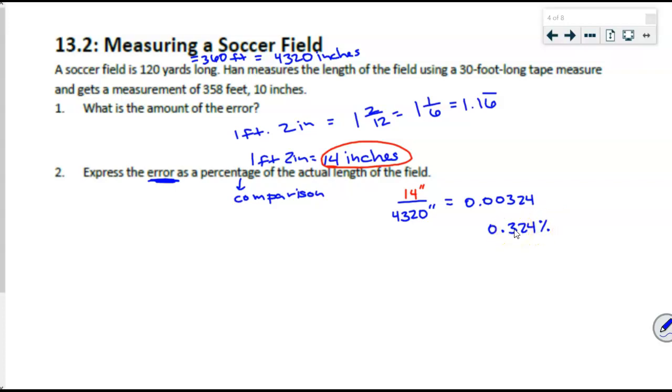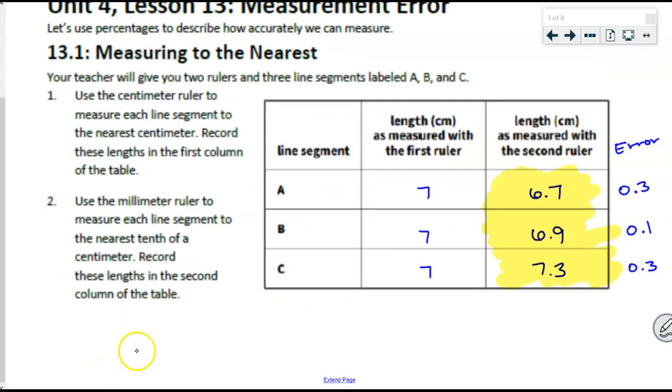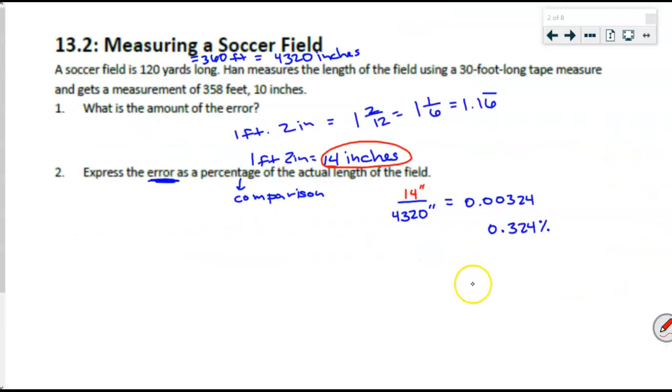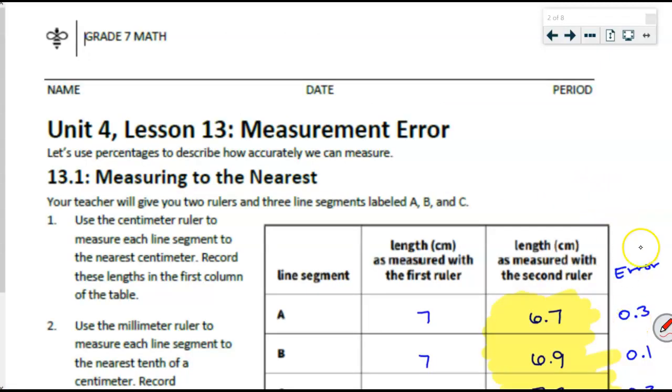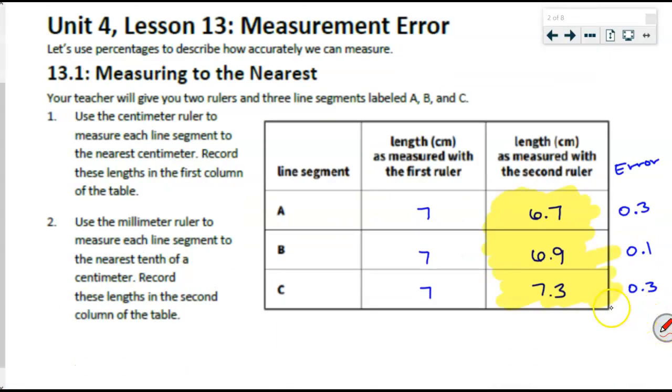So with that in mind, let's go back to our warm-up. Let's find the error on each of these as well. We already know how far off our measurements were, right? So this was off by 0.3. What are we going to compare it to? If I wanted to know the percent error, what am I going to compare that to? Talk with your groups. Just like here, I found the error, which was 14 inches, and I compared it to this. So we already found our error. What are we going to compare that error to? Talk with your groups, figure that out.